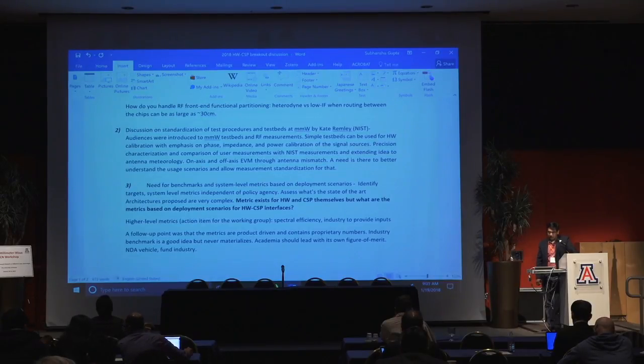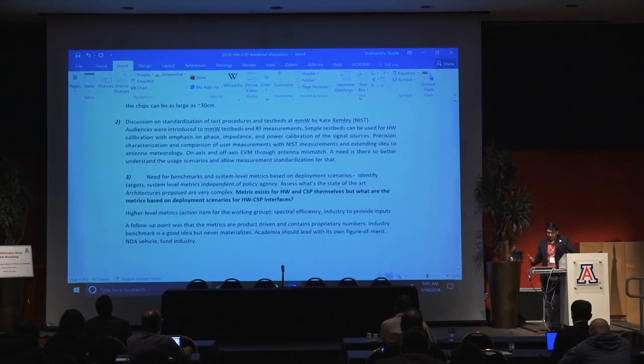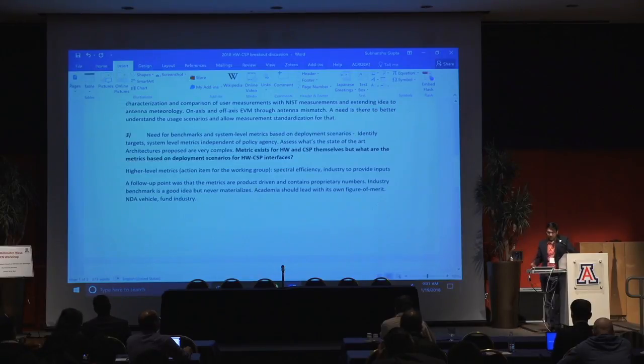led by Kate. She introduced the millimeter wave test beds and the RF measurements that are being done at NIST, and how these test beds can be used for hardware calibration, with emphasis on phase, impedance, and power calibration of the signal sources. There were discussions that there is a need to better understand the usage scenarios and allow measurements or standardization procedures for that.